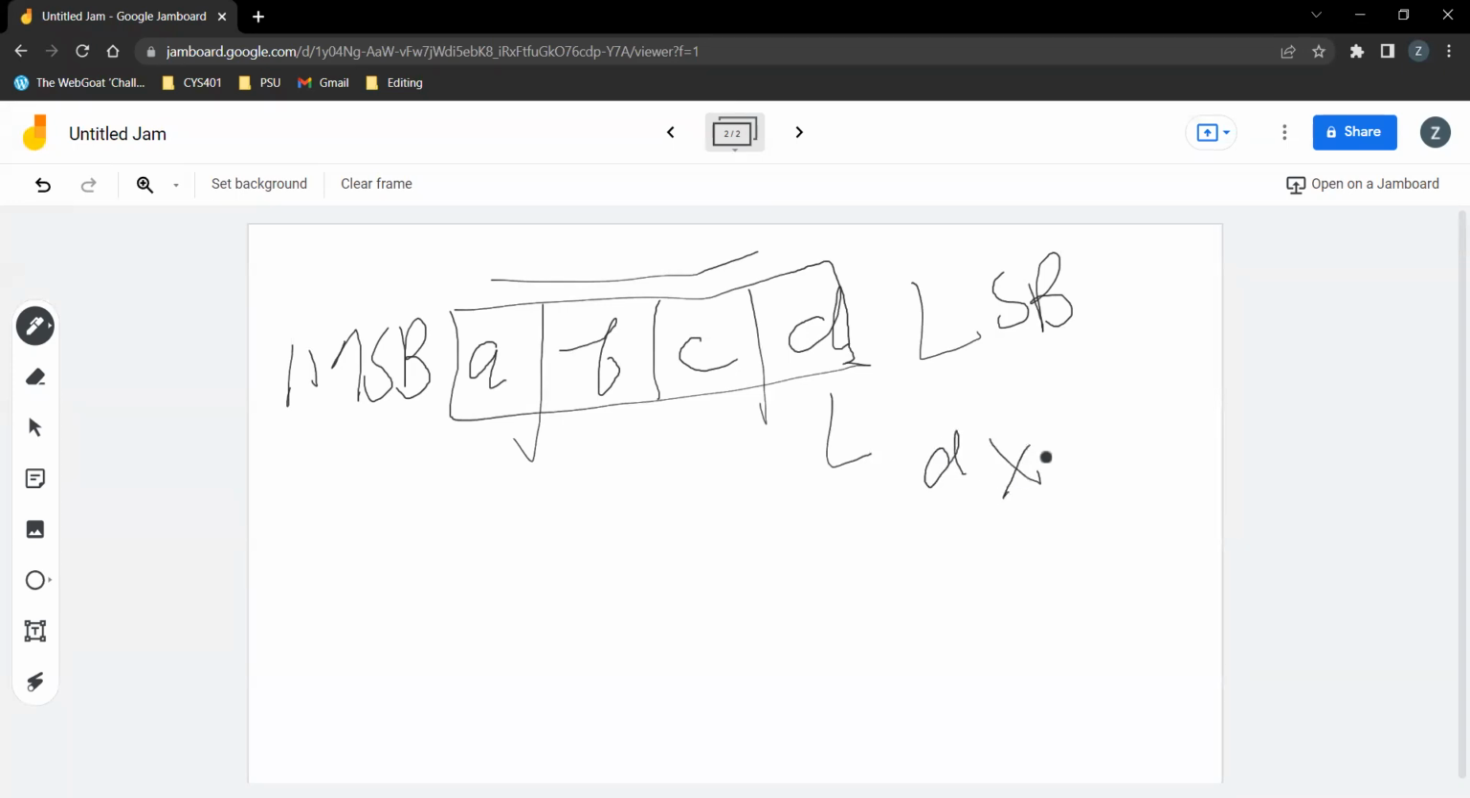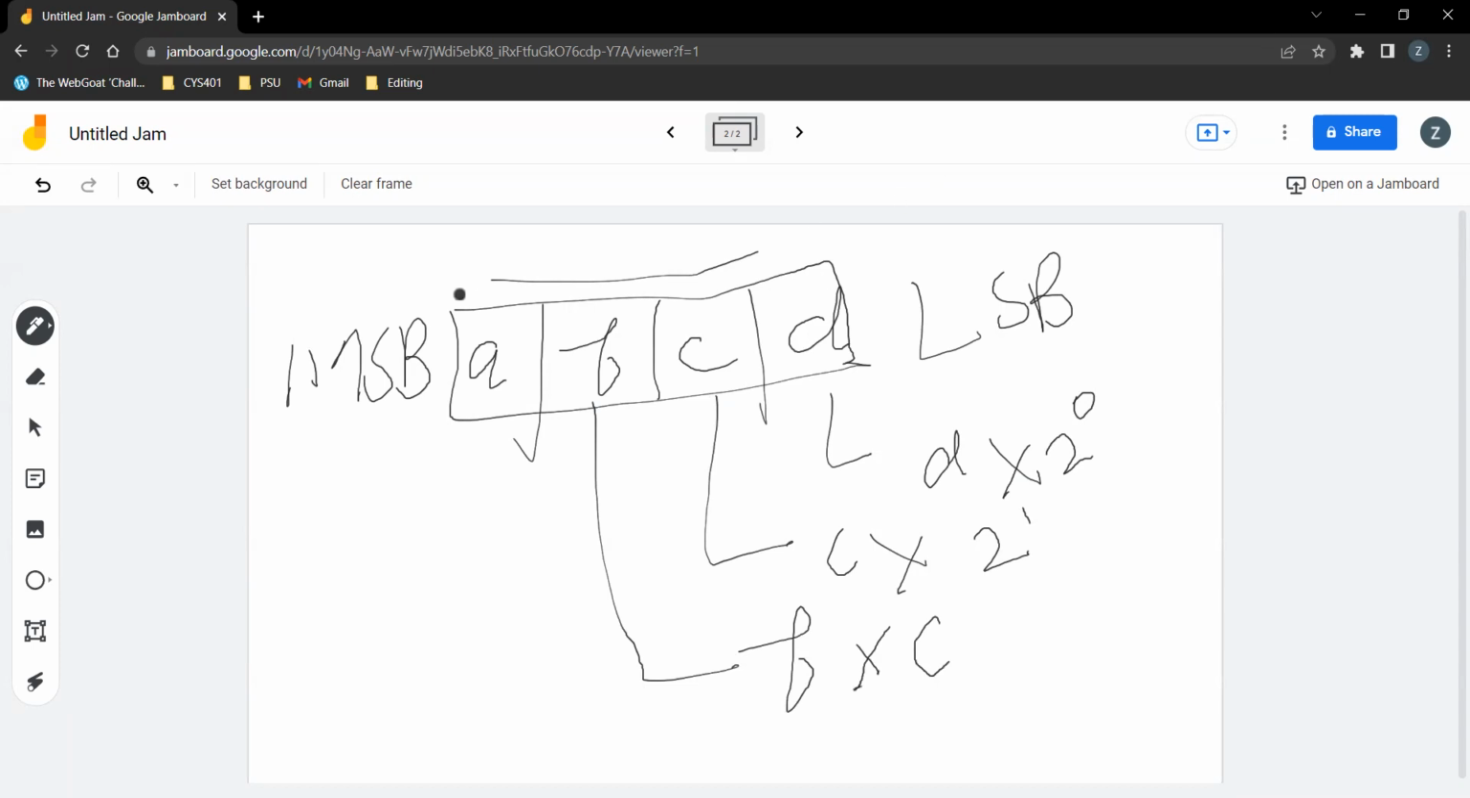This represents D into 2 to the power 0. This represents C into 2 to the power 1. This represents B into 2 to the power 2, and this represents A into 2 to the power 3.